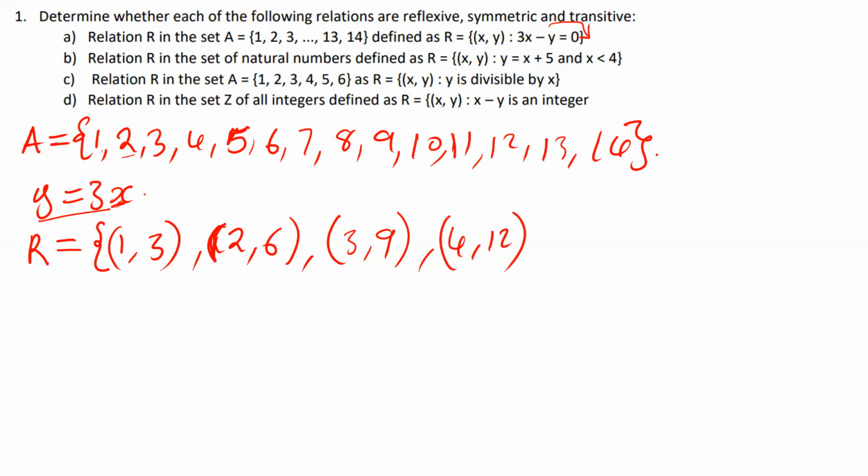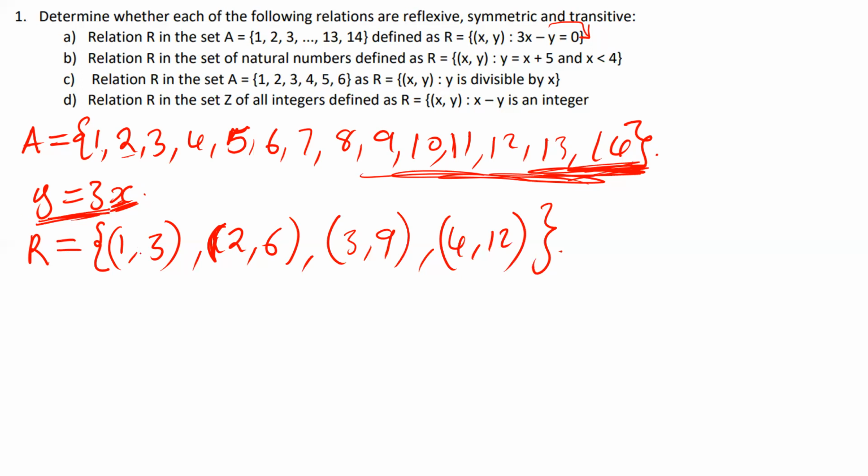What if we replace 5 there? When we replace 5, the answer is 15. But 15 is not part of the given set, so we just end there, because our solutions are not supposed to exceed what we've been given, which is 14. So now this is our set. Let us try to determine whether this relation is transitive, symmetric, or reflexive.